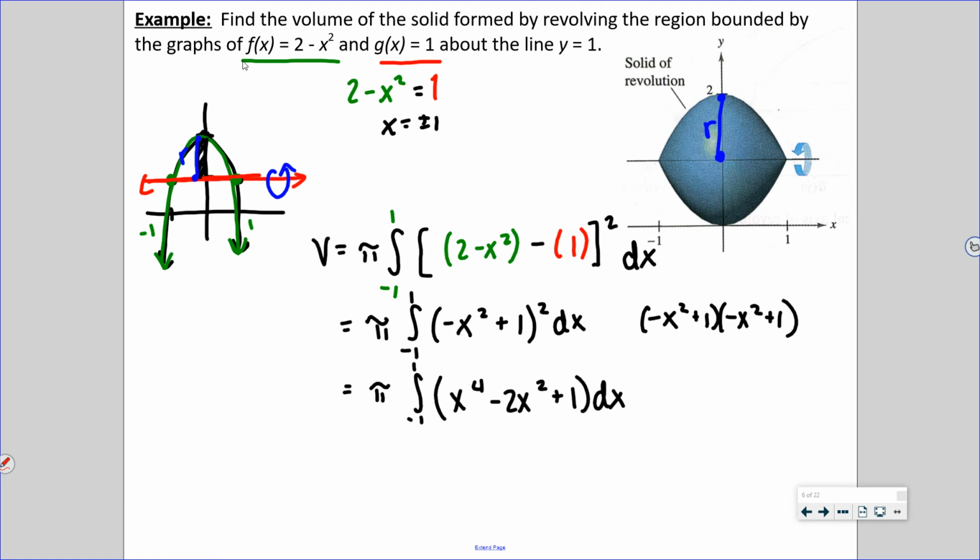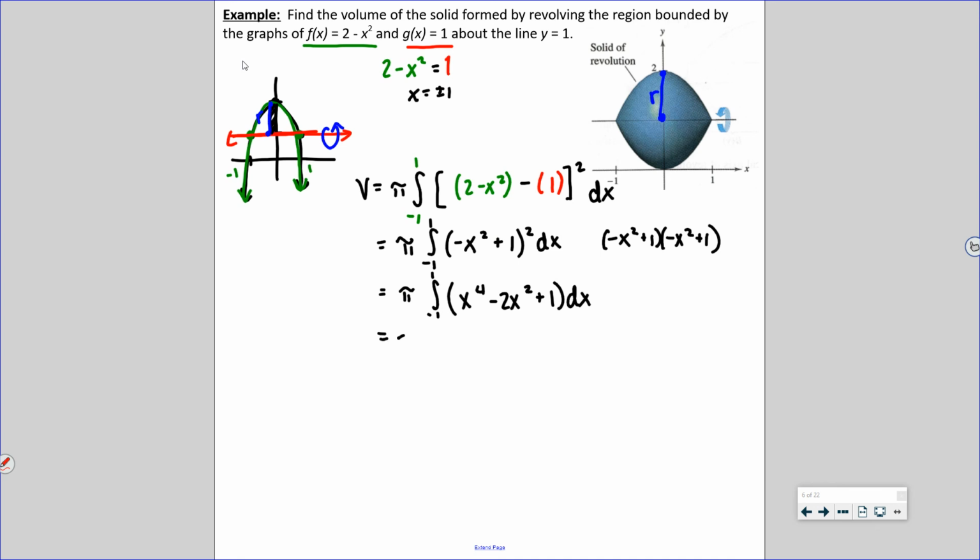Okay, now I think we're ready to anti-derive. So this would be 1/5 x to the 5th minus 2/3 x cubed plus x.